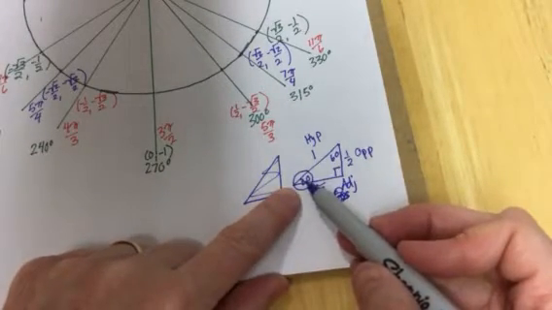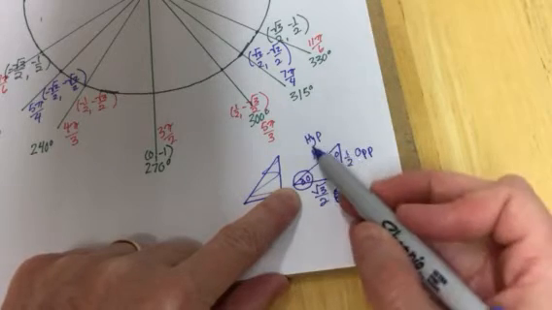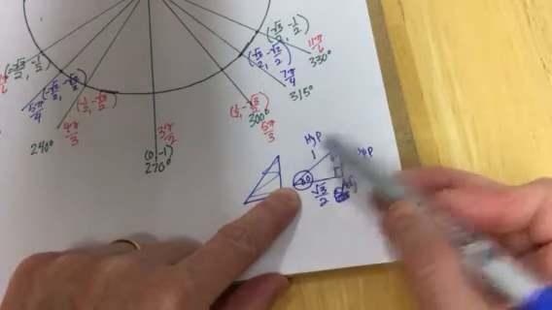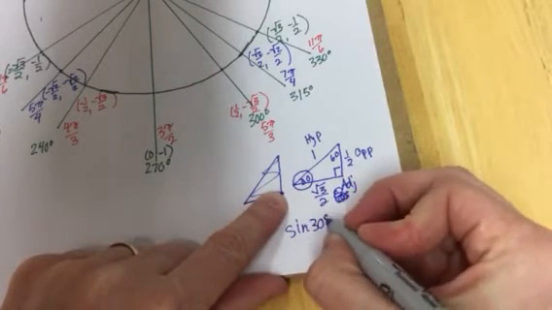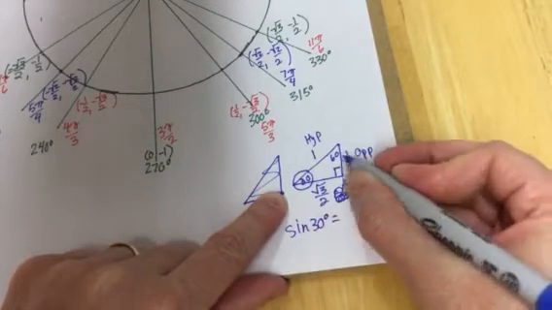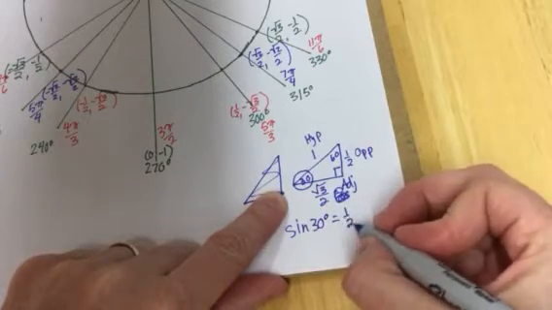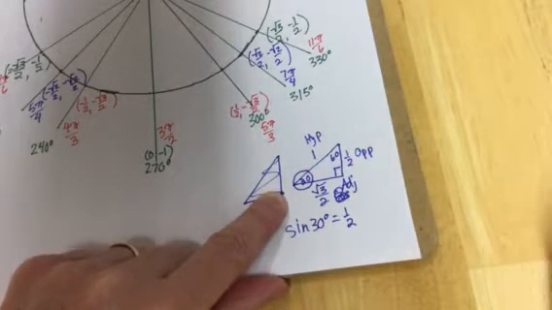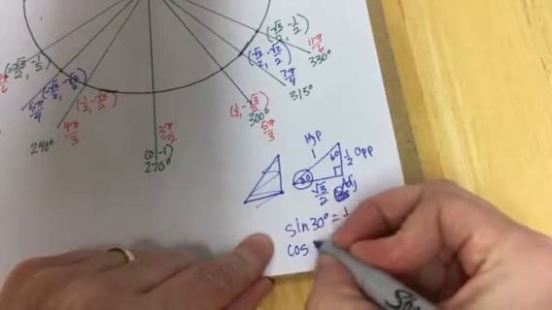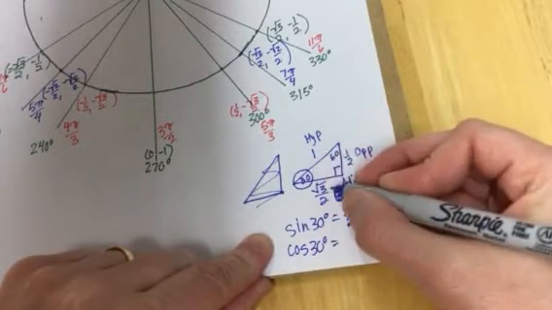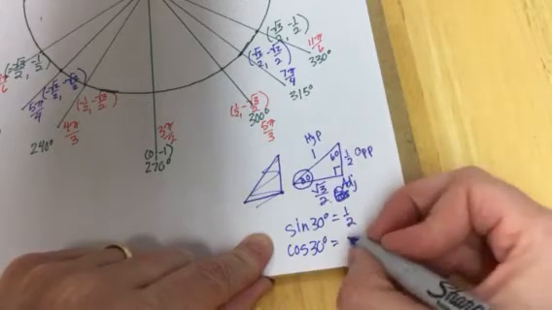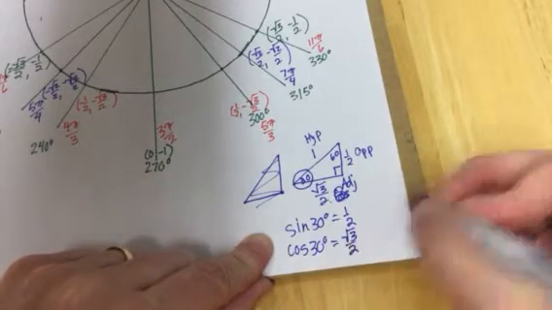To find the sine ratio, we would do opposite over hypotenuse, 1/2 divided by 1, which is just 1/2. So the sine of this 30-degree angle is opposite over hypotenuse, 1/2. The cosine of the 30-degree angle is going to be adjacent over hypotenuse. √3/2 divided by 1 is just plain √3/2.